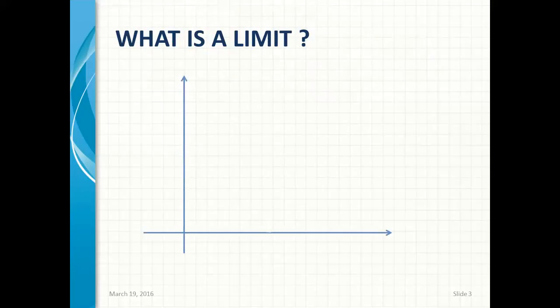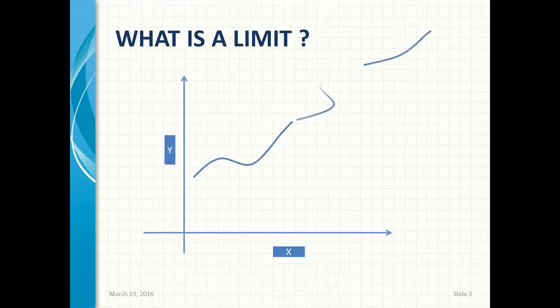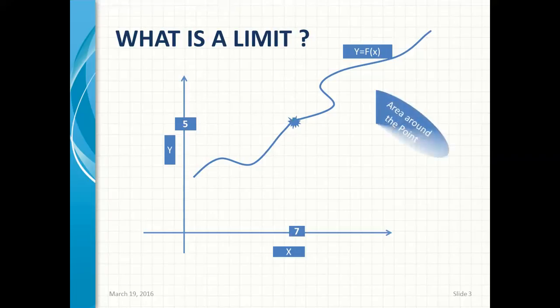So let's say I'm drawing a curve here, y is equal to f(x). So this is a curve y is equal to f(x). Now I take a point on the curve, any point arbitrarily on the curve. Let's say at x is equal to 7, and the corresponding value of y at that point is 5. Now, as I mentioned before, I am more interested in finding out the behavior of this x and y relationship closer to the point 7, not exactly at 7.